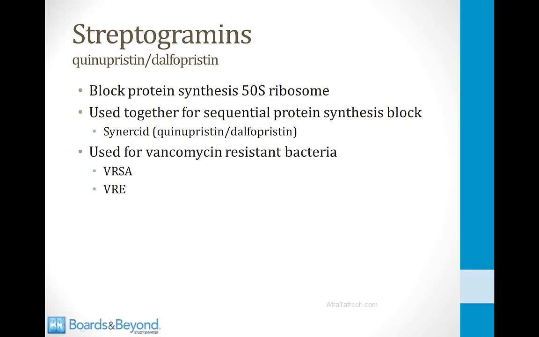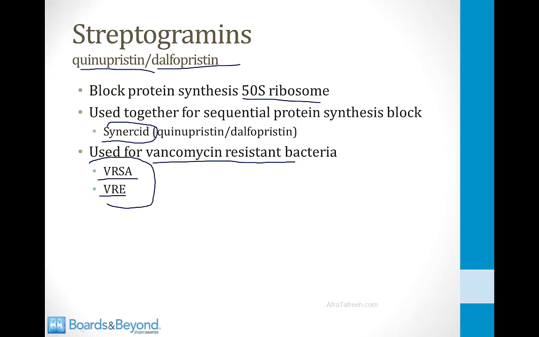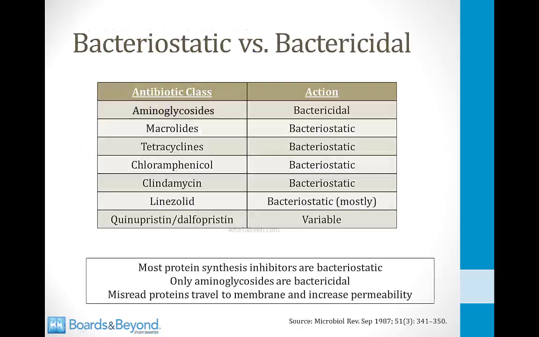There are 2 streptogramin drugs. These are quinupristin and dalfopristin. Both of these drugs bind the 50S ribosome, and they're used together in a medication called Synercid to sequentially block protein synthesis. And the use of this drug is for vancomycin-resistant bacteria like vancomycin-resistant Staph aureus and vancomycin-resistant enterococcus. These are rare but deadly bacteria, and these are sometimes called the antibiotics of last resort for these types of highly resistant bugs.